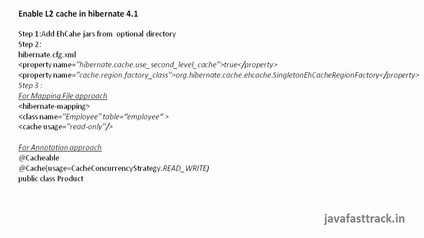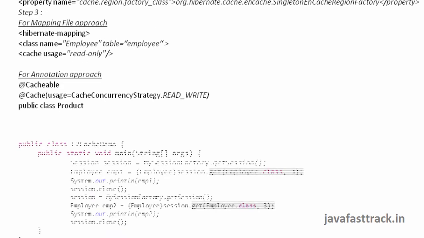With that, I completed the 3 steps. It's very easy to do, as you can see. Add the jar files, put these 2 lines in the Hibernate configuration file and put this in the mapping file. Once you are done with this, you will see that caching is happening across sessions.